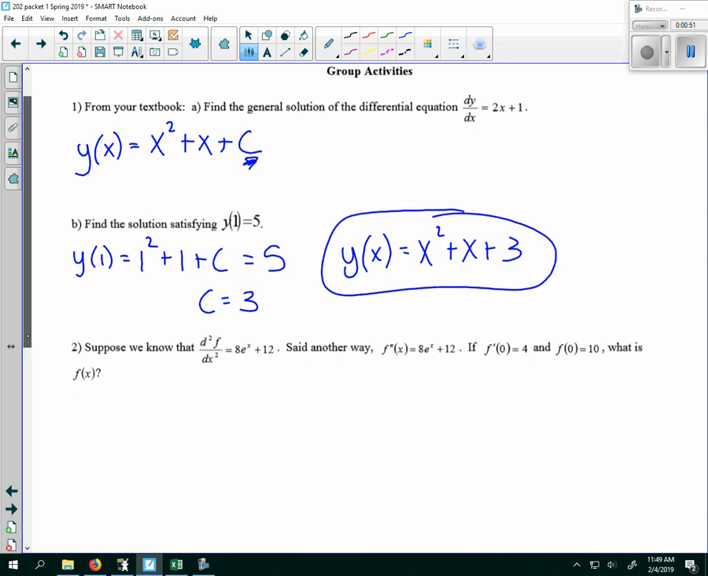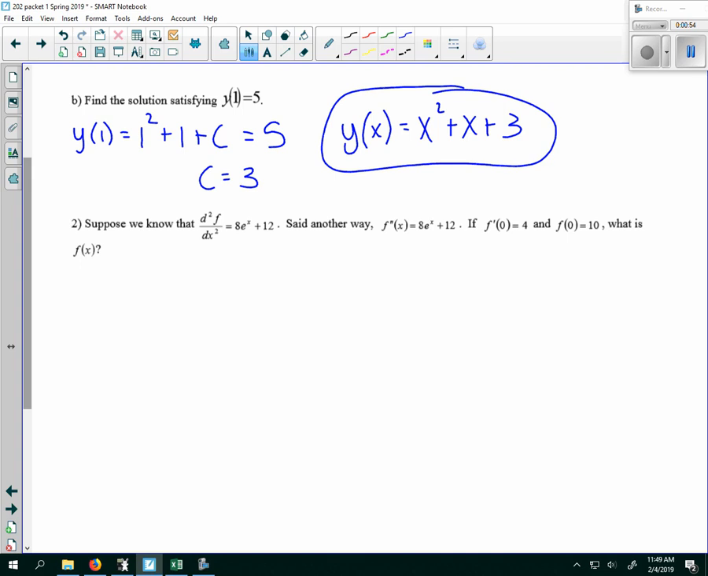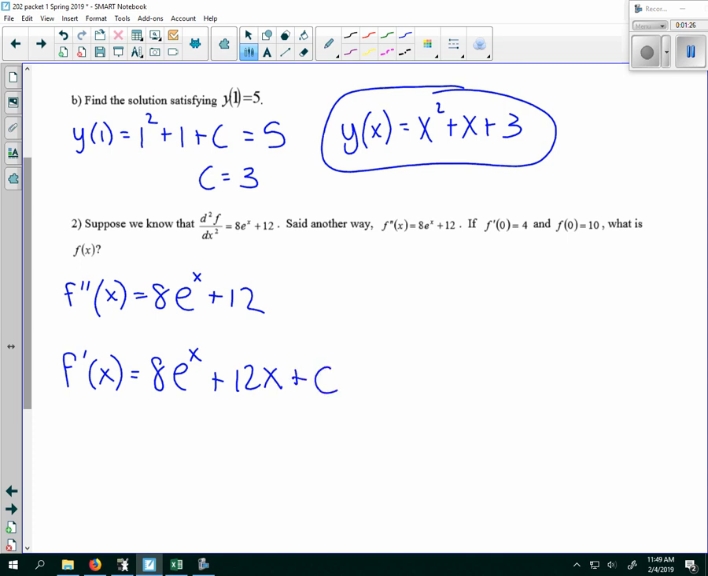Suppose we know that the second derivative of a function f is 8e to the x plus 12, and I have some initial conditions here about f prime and f. What is f? Well, I know f double prime is 8e to the x plus 12. So I'm going to take an antiderivative to figure out f prime. The antiderivative of e to the x is e to the x. So this is 8e to the x plus the antiderivative of 12, which is 12x, plus an unknown constant c.